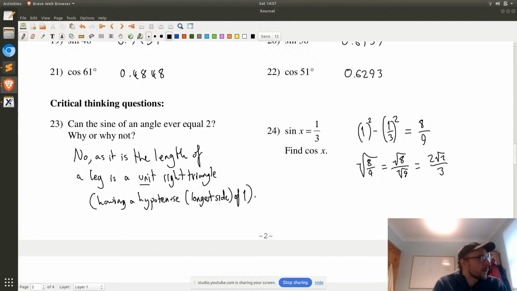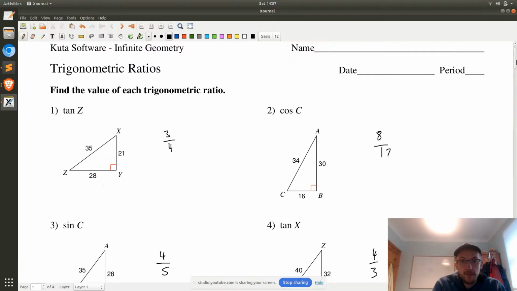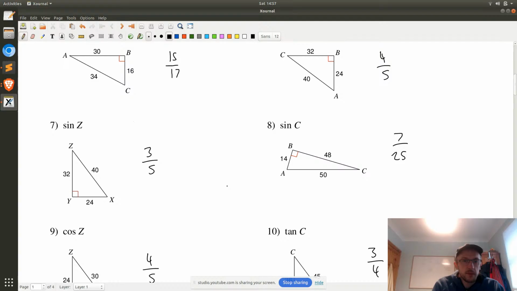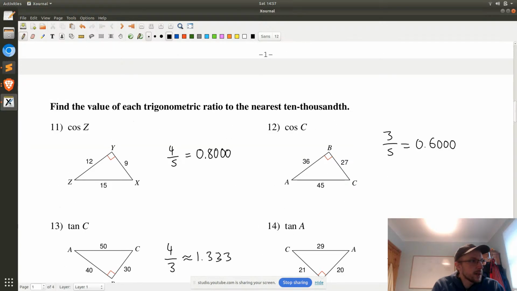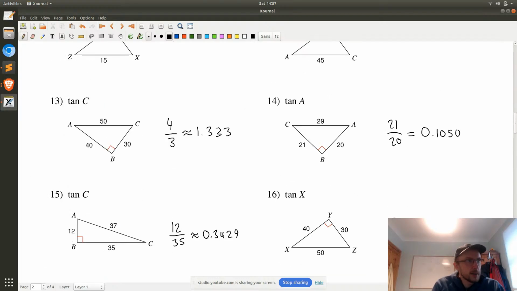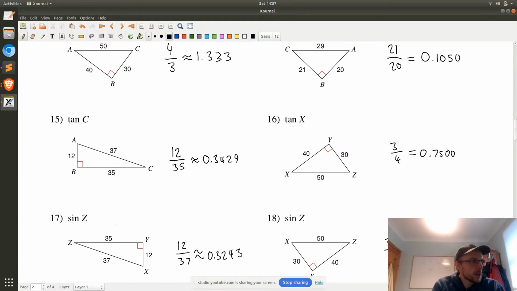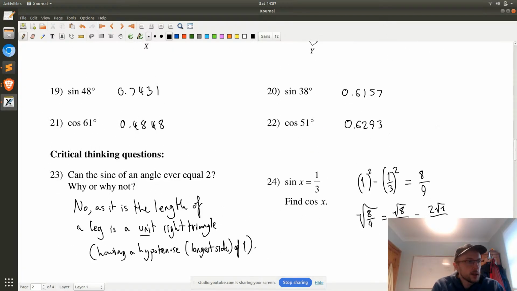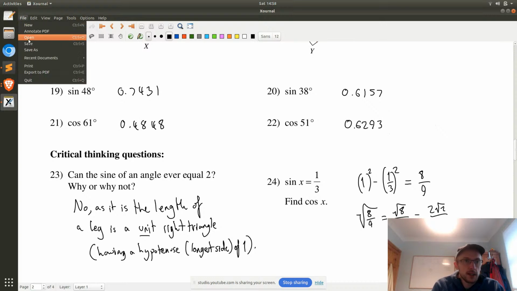And check for everything. Literally, check everything. Never leave anything unchecked. So 3/4, 8/17, 4/5, 4/3, 15/17, 4/5, 3/5, 7 over 25, 4 over 5, 3 over 4. That's all correct. Okay, that's good. All correct.